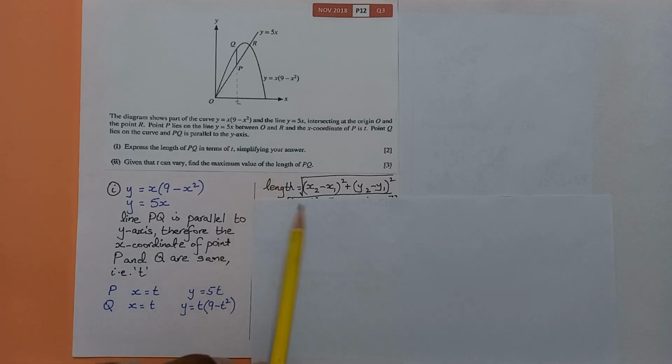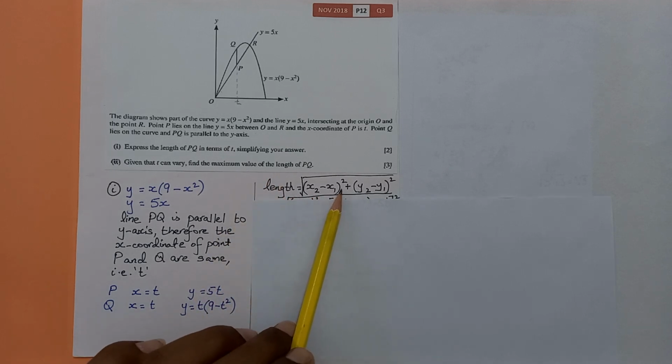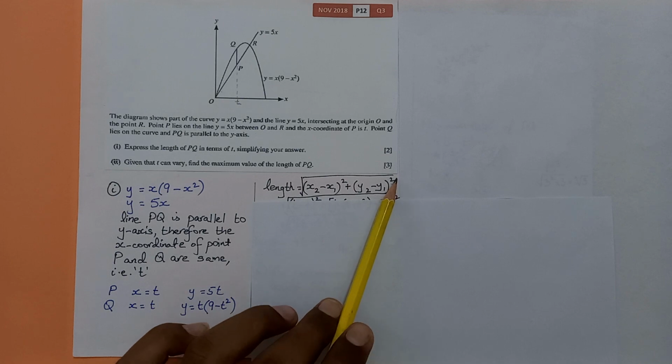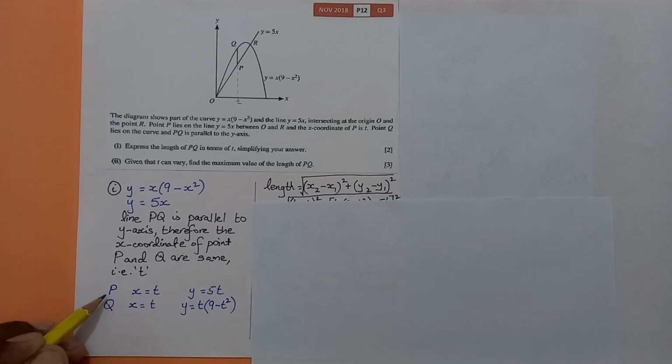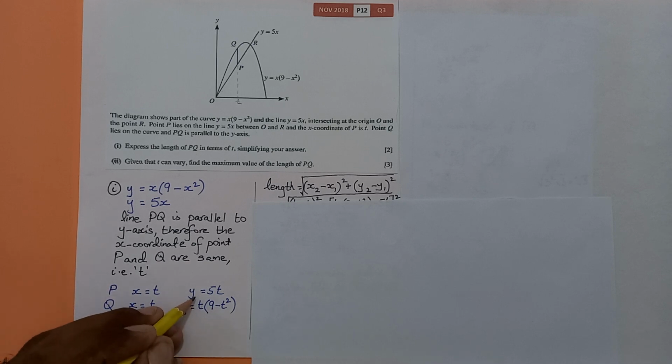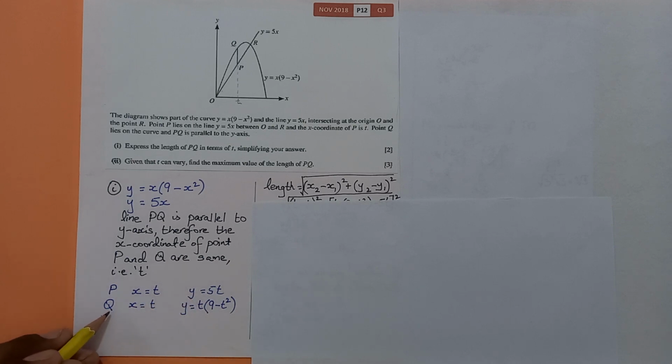We know that the distance formula is the square root of (x2 minus x1) squared plus (y2 minus y1) squared. We have the x and y coordinates of both points P and Q, so we can take any one as x1. If we take the x coordinate of point P as x1, the y coordinate would be y1. Similarly, if the x coordinate of point Q is x2, the y coordinate would be y2.